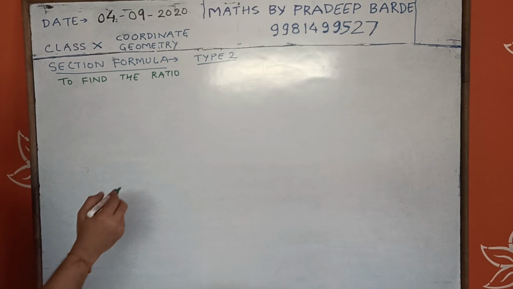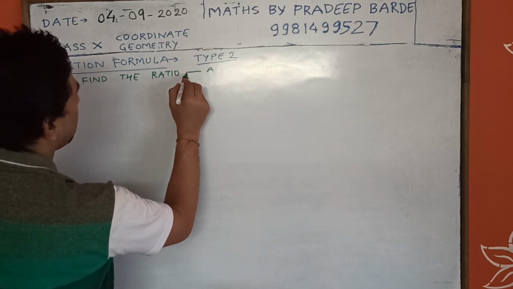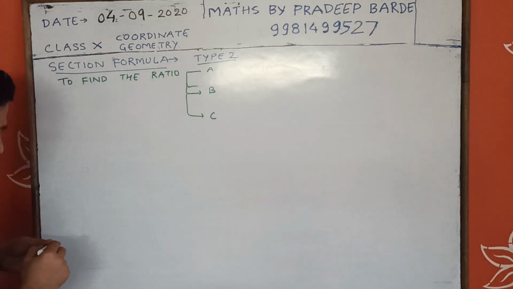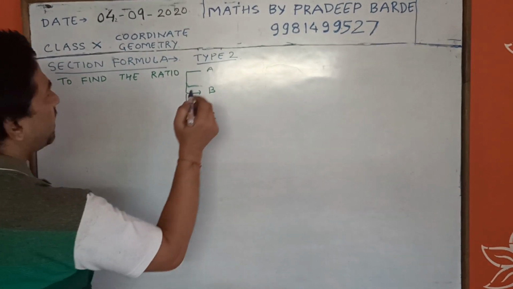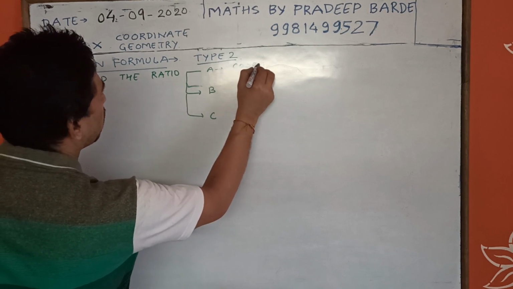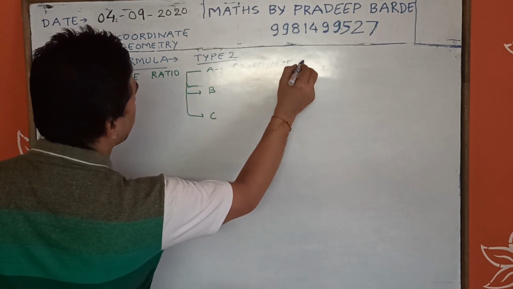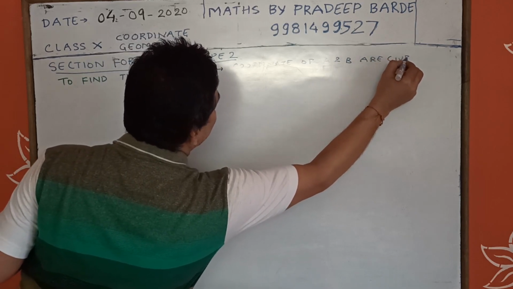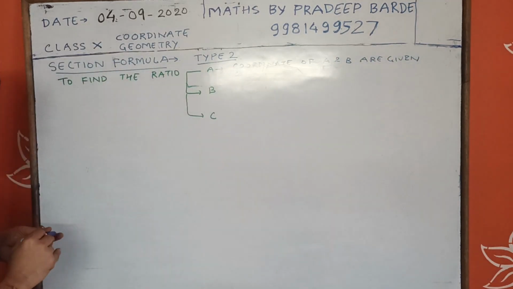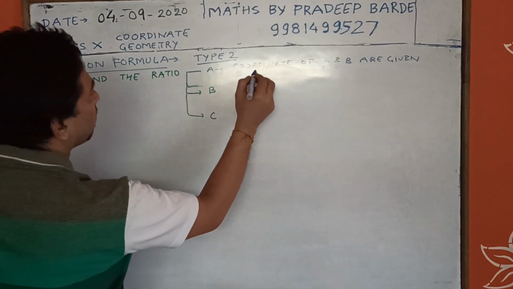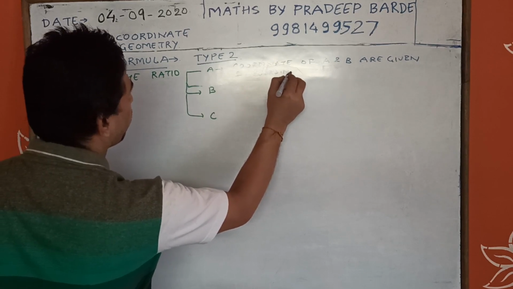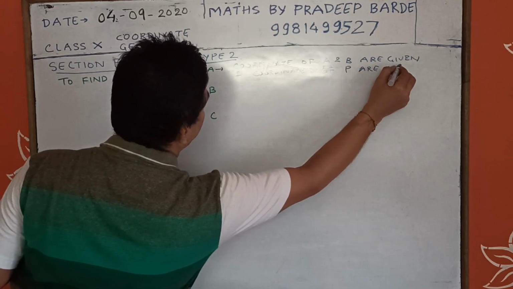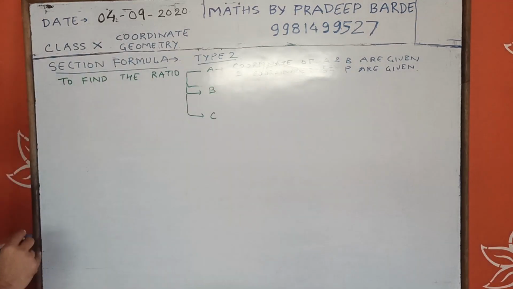और बच्चों रेशियो फाइंड करने के लिए तीन वैरायटी के क्वेश्चंस यहां पर मिलेंगे. A, B, C. In type A, we'll be dealing with those questions in which coordinates of A and B are given, and coordinates of P are also given. And we have to find out the ratio.